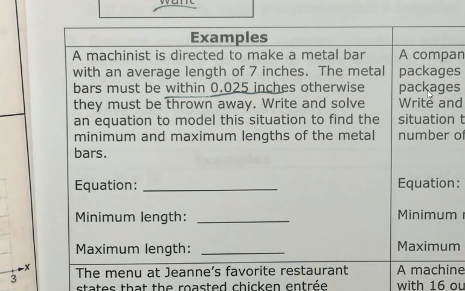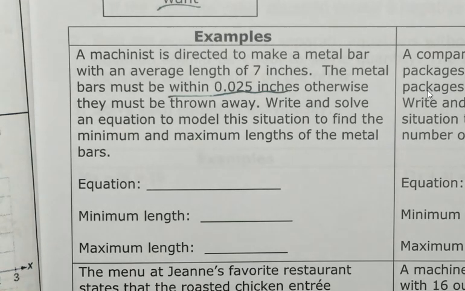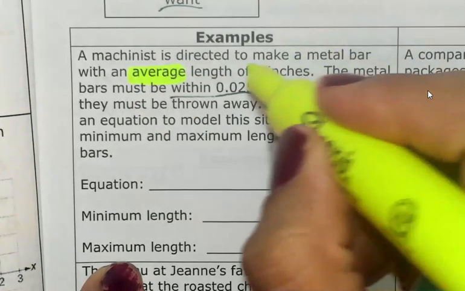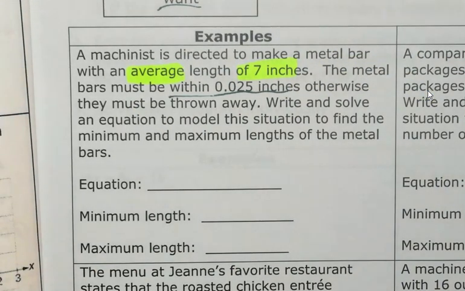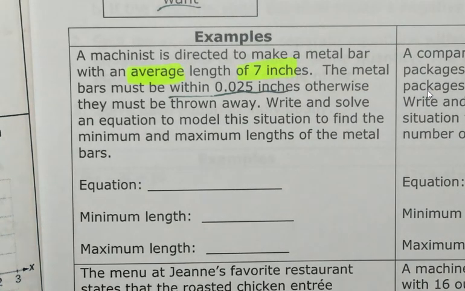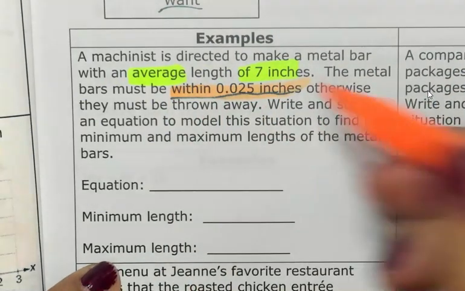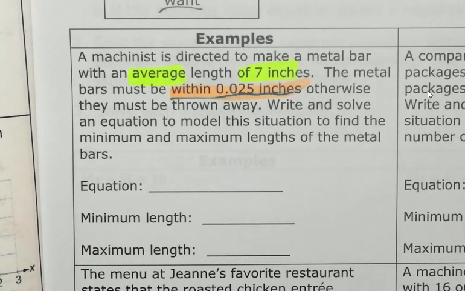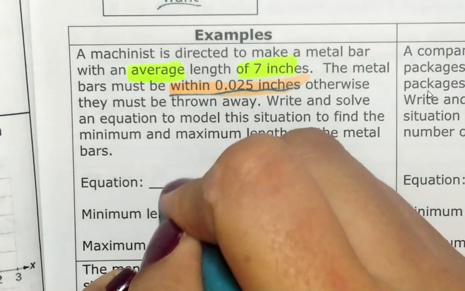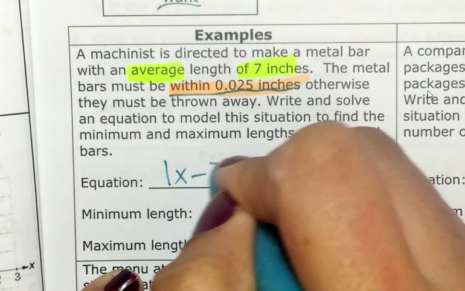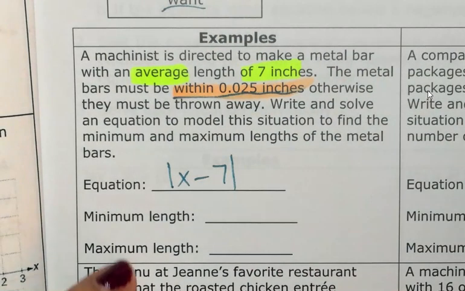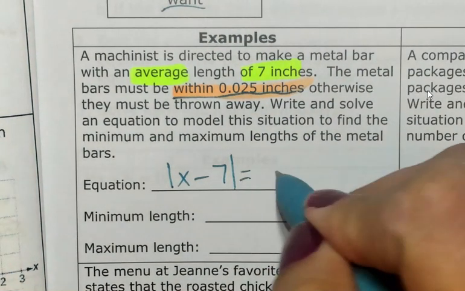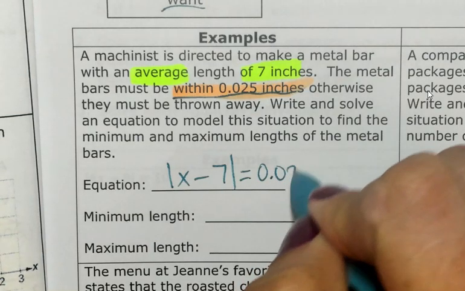So with that information, we can identify the average of 7 inches. That will represent the mean. And then the keyword of within that many inches, that will be your standard deviation. So the equation will be the absolute value of x minus 7 equals 0.025.